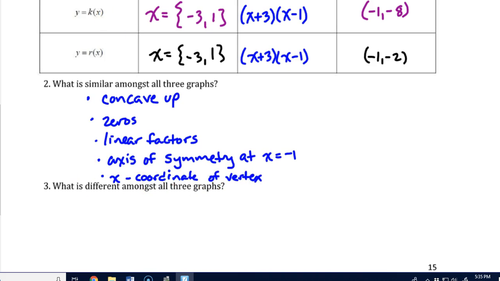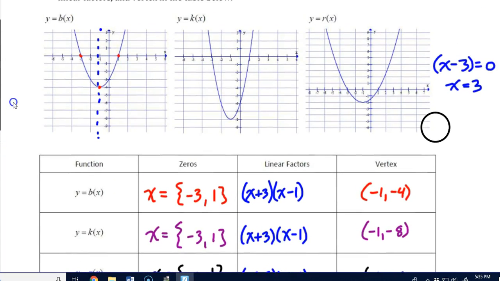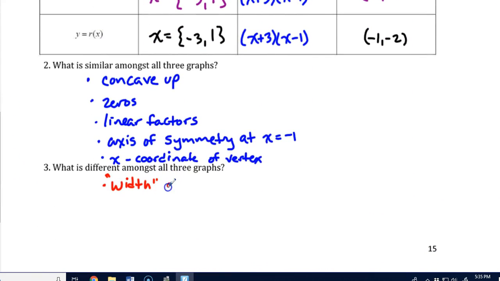Okay, so what's different? What's not the same about these? There's lots of things you could have said. Maybe you noticed that they have different width. That's not a very technical word, but it's a word I think we can understand, right? Some are skinnier and some are wider. So the width, I'll put in quotes, of the graphs. The y-intercepts change. And what else? The y-coordinate of the vertex changes.